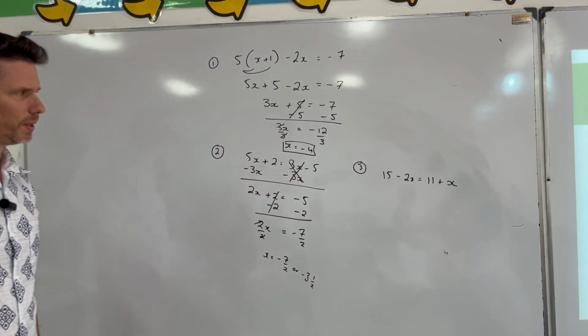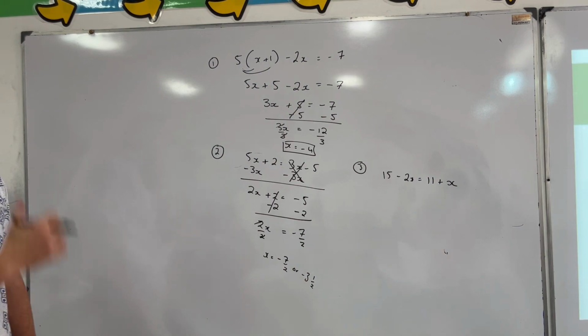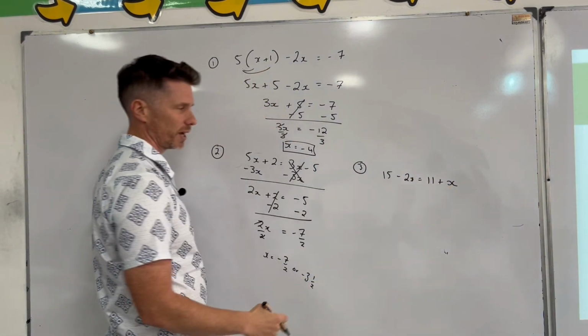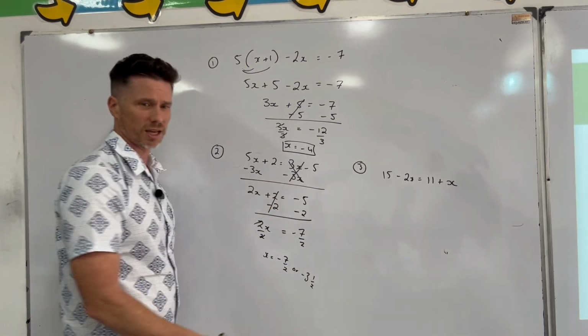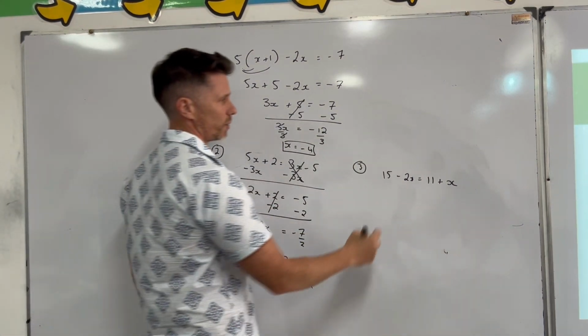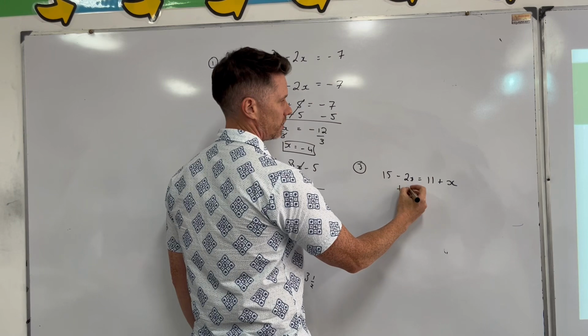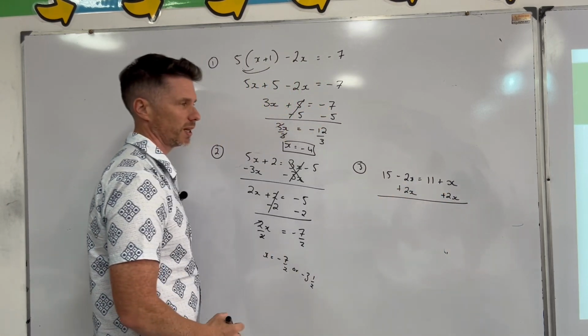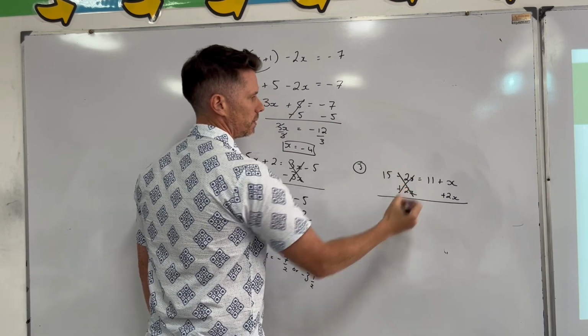Okay, and the last one, very similar to this one. There's x's on both sides. I get rid of the smaller x, which is actually this one, because that's -2x. So how do I get rid of a -2x? I would add 2x to both sides. So always the opposite sign will make them cancel out.